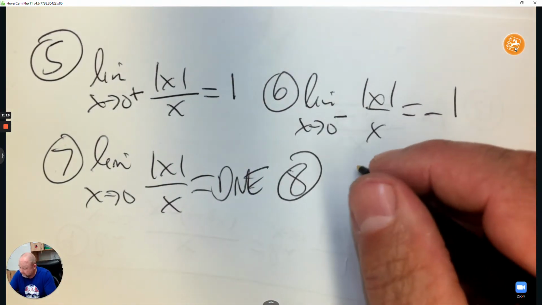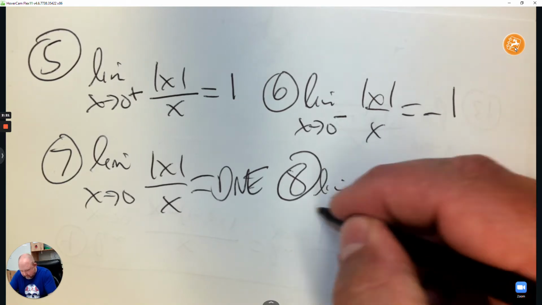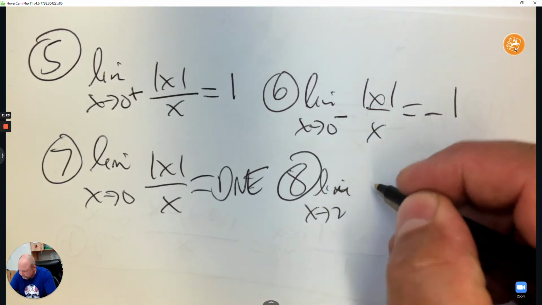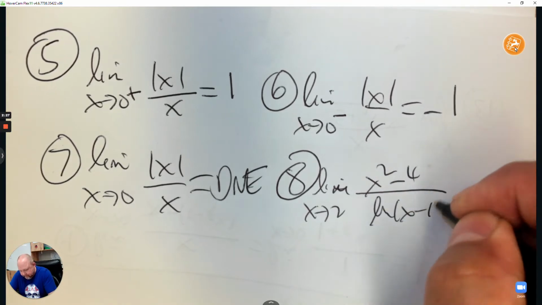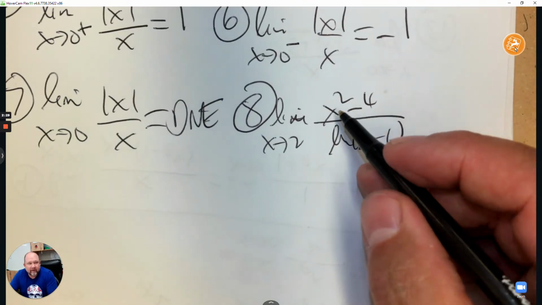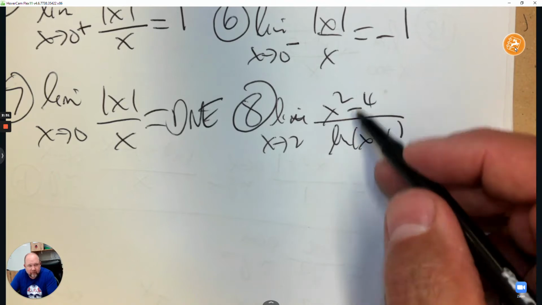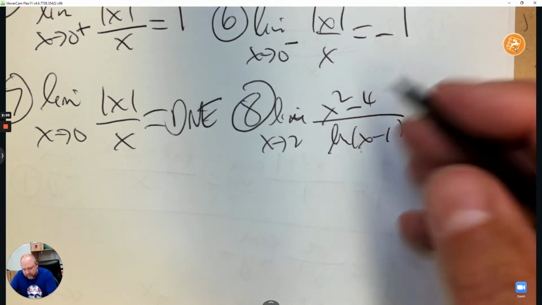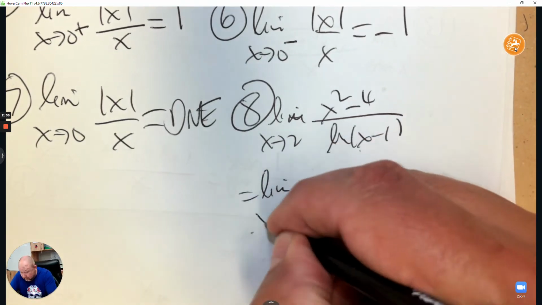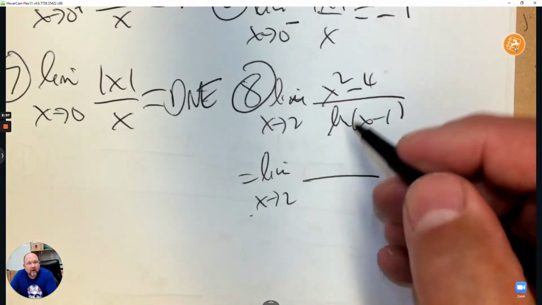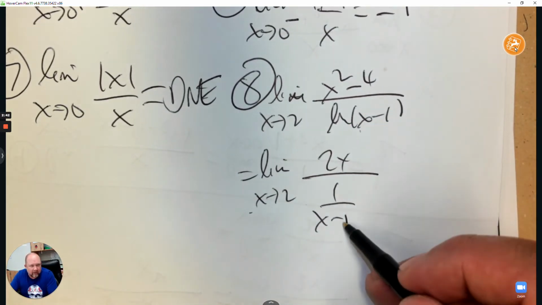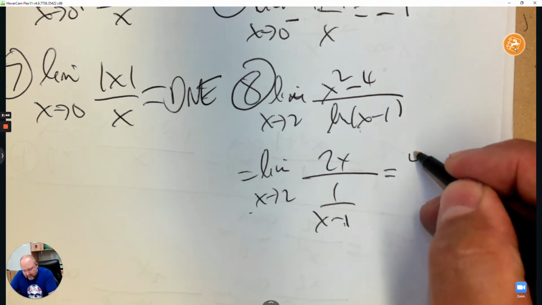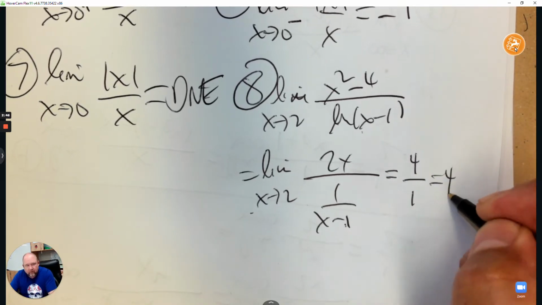Number 8. The limit as x approaches 2. If I plug in 2, it's 0 over 0 because ln 1 is equal to 0. This is L'Hopital's rule. That's 2x, that's the derivative of the logarithm. Plug in 2, and now it's 4 over 1, or just 4.